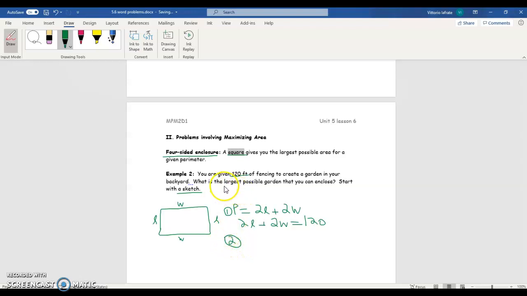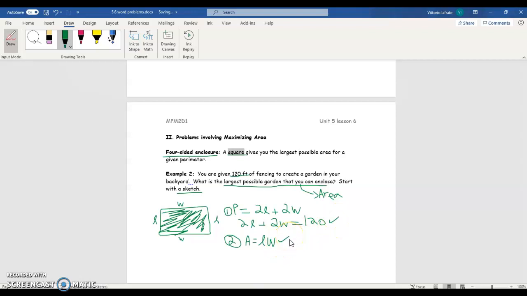The question is asking, what is the largest possible garden that you can enclose? The garden is everything that covers the inside of this four-sided enclosure. In other words, it's your surface area, or your area. So what do we know? The area is equal to the length times the width. So we have two equations. The perimeter: 2L plus 2W equals 120. This is one of our equations. And then we have A equals L times W.